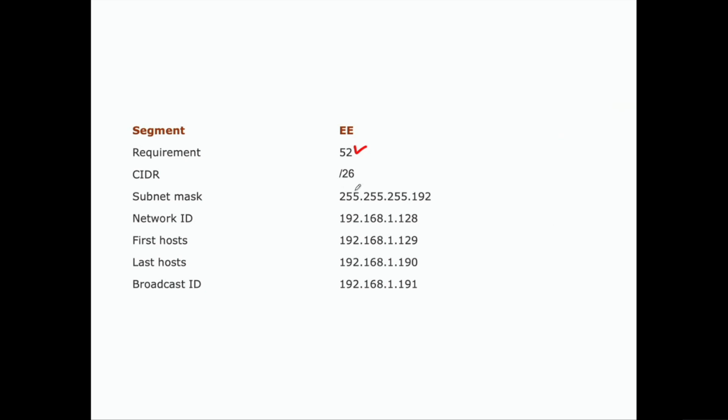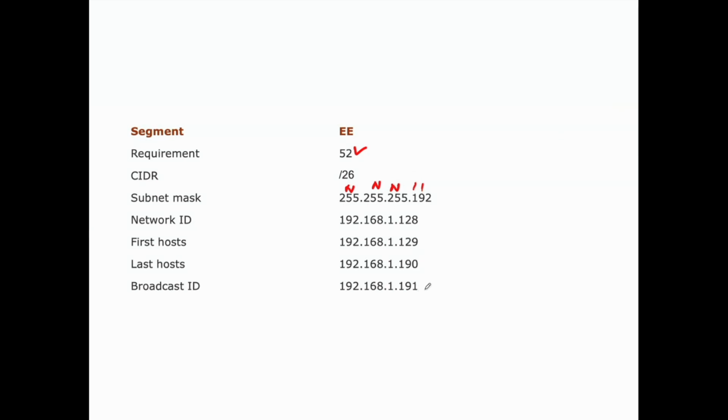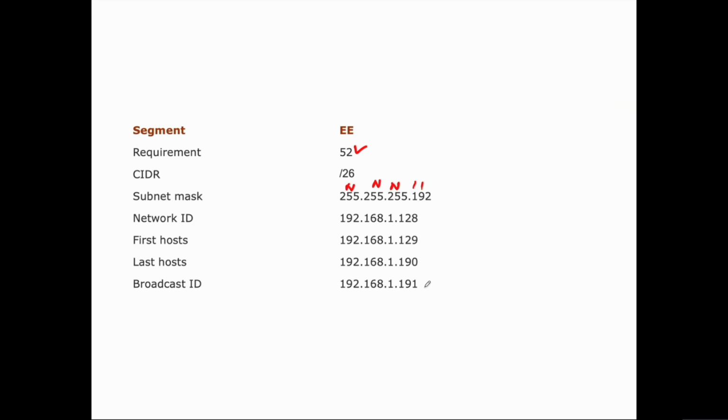26, right? So this is the network portion by default. All the bits are 1. 255.255.255. 2 bits are borrowed, right? Bit number 128 and bit number 64. So the subnet mask for the electrical engineering department is 255.255.255.192, and 191 is the broadcast address here.